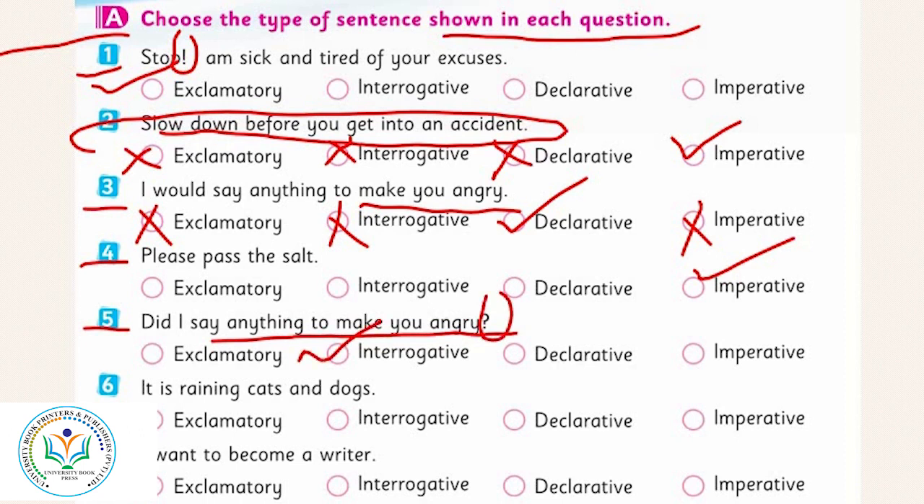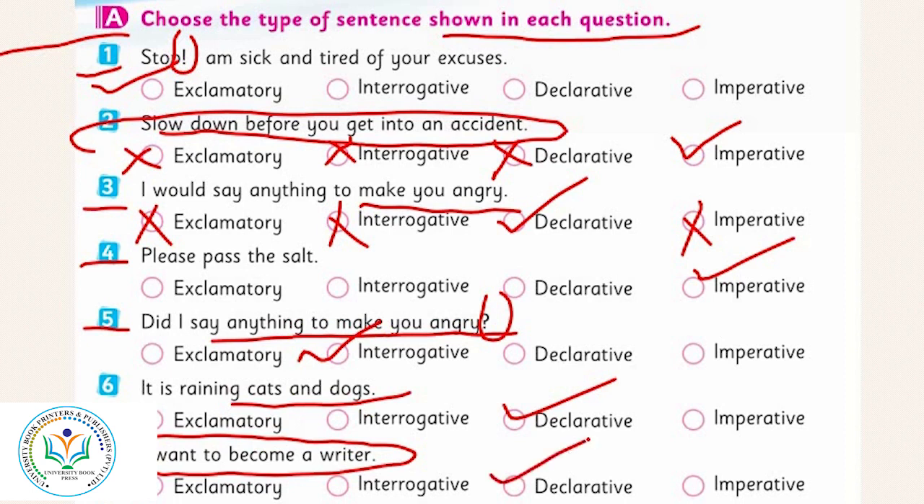Now look at the sixth one. It is raining cats and dogs. Now this is a declaration here. Yes, it would be a declarative sentence. Now look at the seventh here. I want to become a writer. The same example we have discussed in the lesson earlier. Yes, this is also a declarative sentence because it is declaring that he wants to become a writer.